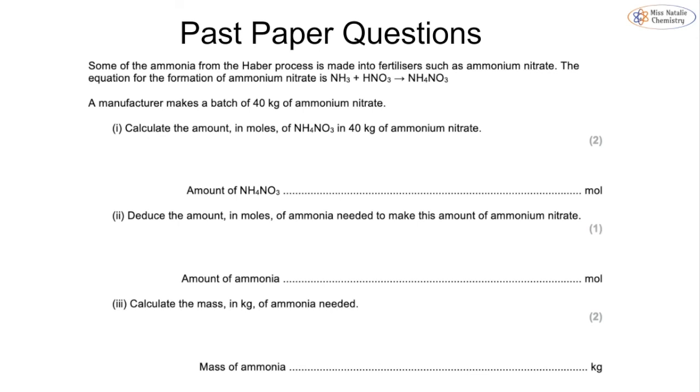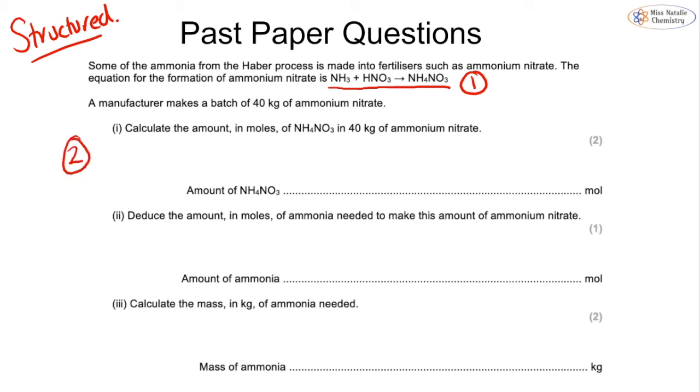Now, for the next question, some of the ammonia from the Haber process, which is probably part of another question, is made into fertilizers such as ammonium nitrate. And the equation for this formation is as shown here. So we have NH3 plus HNO3 giving us NH4NO3. And a manufacturer makes a batch of 40 kilograms of ammonium nitrate. Now this question is a calculation from balanced equation. The only difference from what we did previously is this is a structured question. So they've done step 1 for us, giving us the equation.